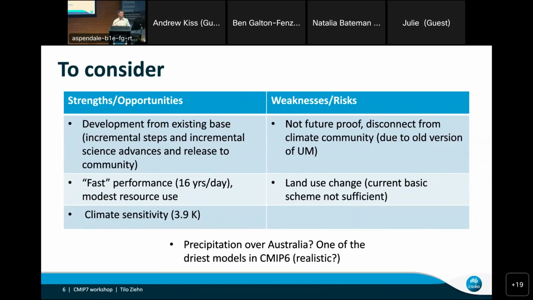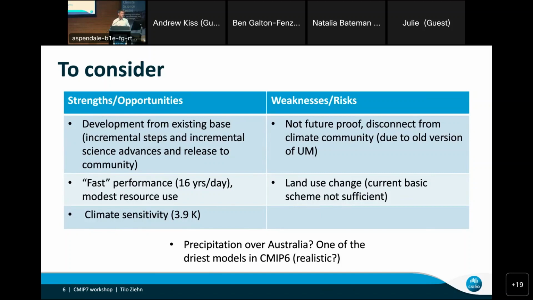Some of the risks, I already mentioned that it's not really future-proof. It uses an old version of the atmosphere. There is a disconnect from the climate community due to that. Our land use change scheme needs a lot of work. It's a very basic scheme that doesn't consider secondary vegetation or managed forests, which is a big issue.